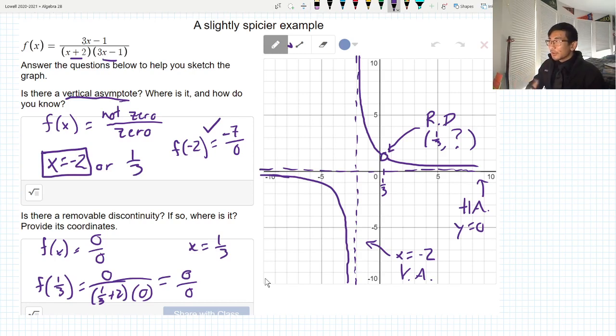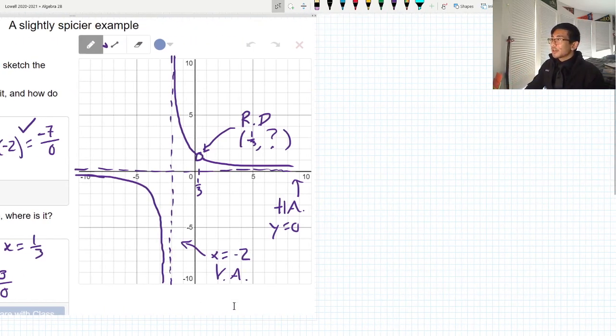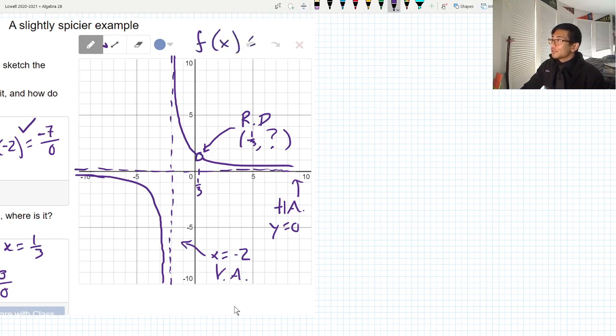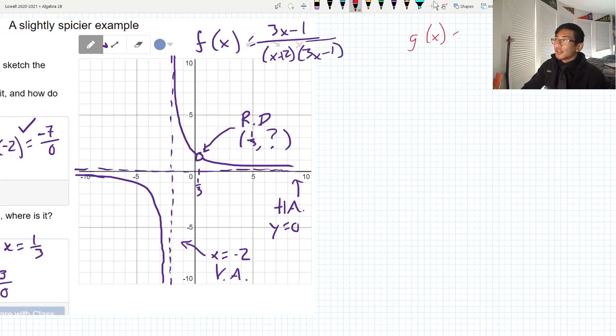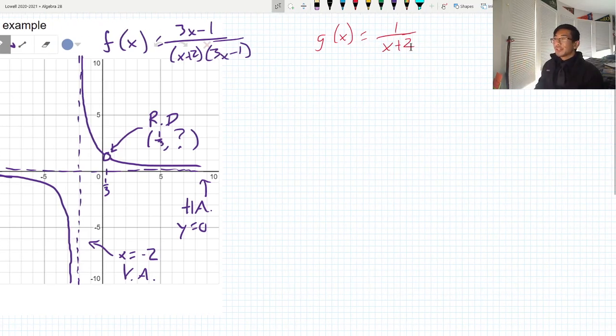Well, remember, this is where we want to compare the function to a simplified version of the function. So I'm going to sketch that over here. This function over here is f of x equals 3x minus 1 over x plus 2, 3x minus 1. The red one that I'm going to draw, I'll call it g of x, and it's very similar to the first function f, if I cancel out the 3x minus 1s.